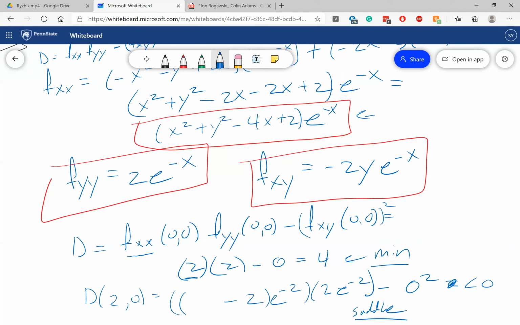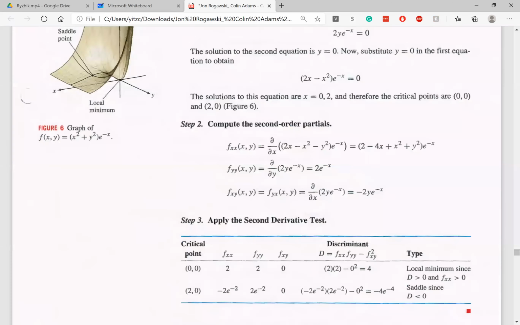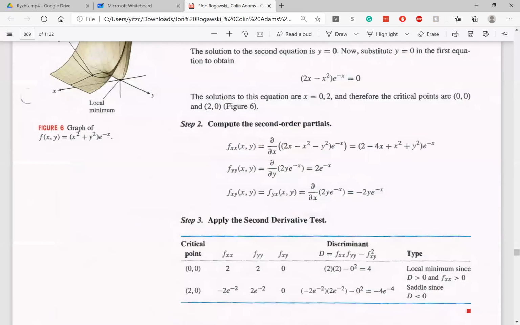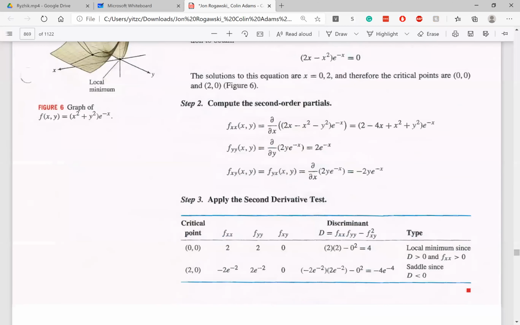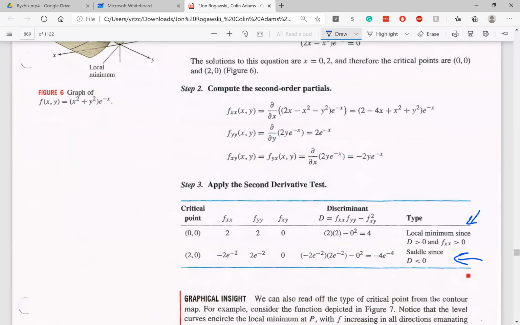Any questions about this? Okay. So they got the same result: local min, saddle. You continue.